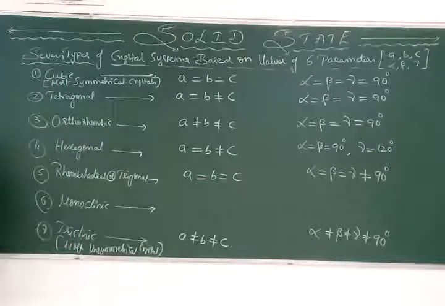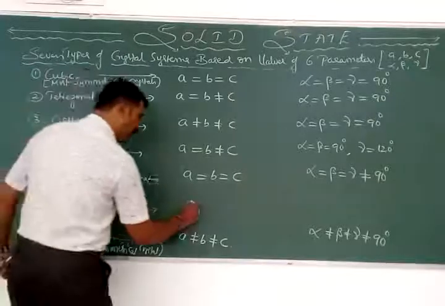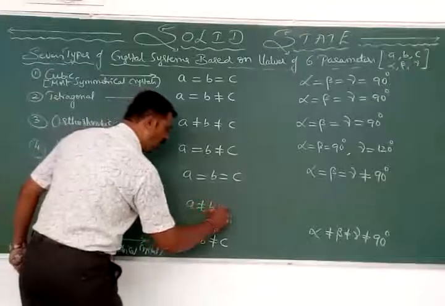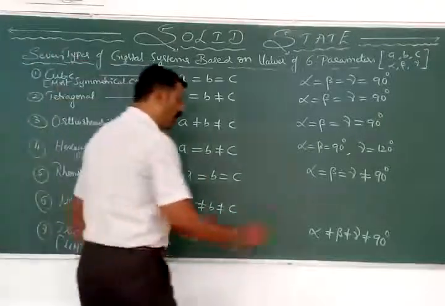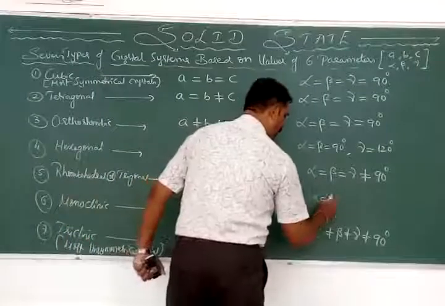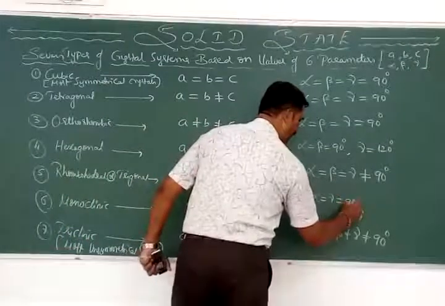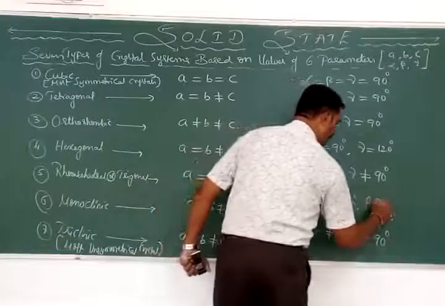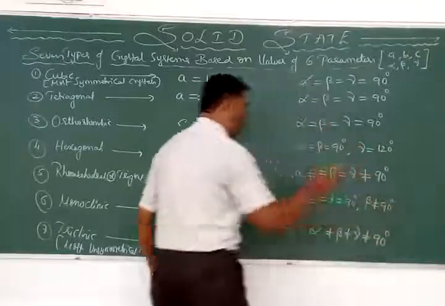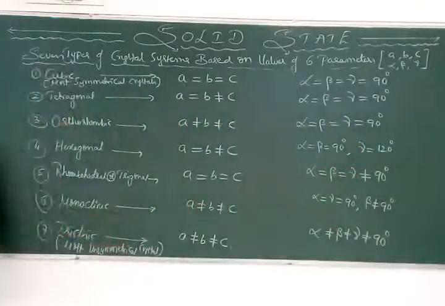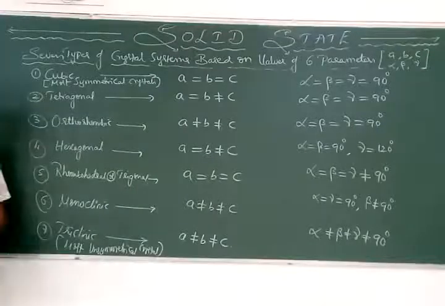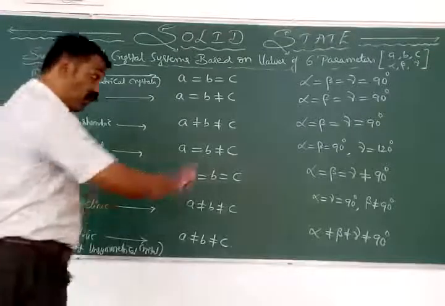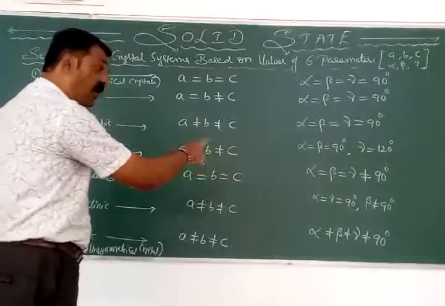Okay, so next, the last one is similar to this. A not equal to b not equal to c. It is similar to triclinic. Here alpha is equal to gamma is equal to 90 degrees, but beta is not equal to 90 degrees. Then it refers to the monoclinic crystal system. What is that? The monoclinic crystal system. But the thing is here, it is not adjacent to that, the alpha is equal to gamma.